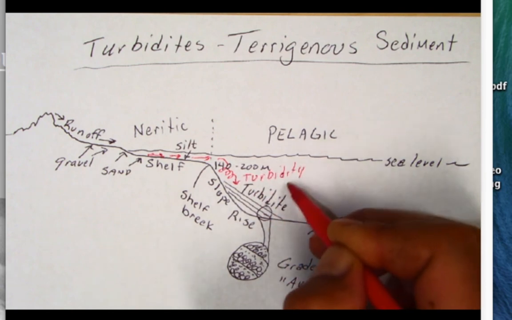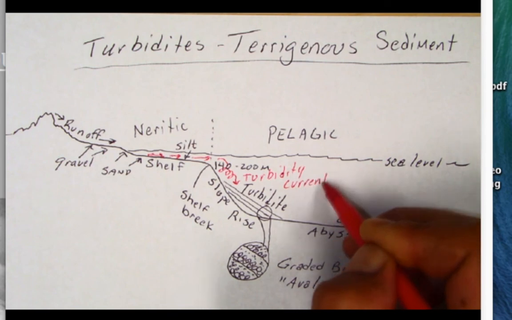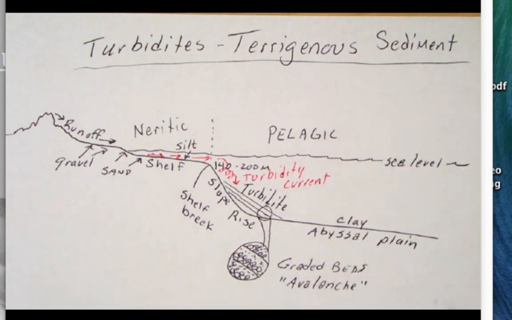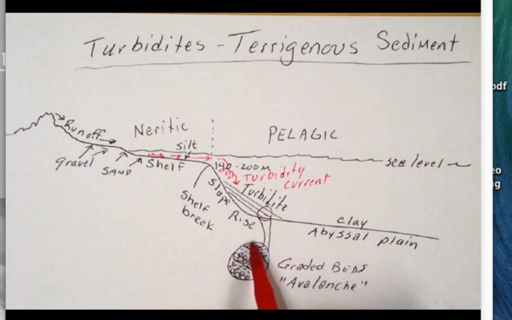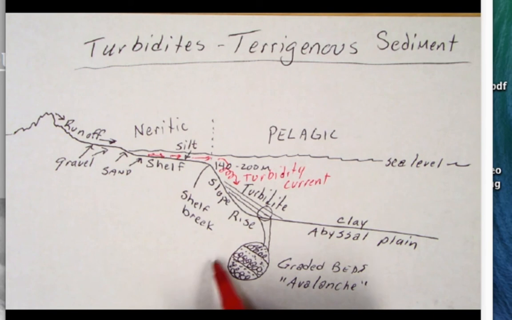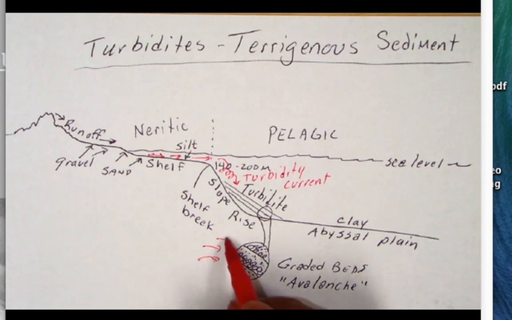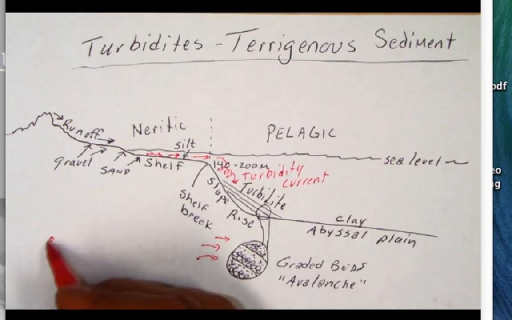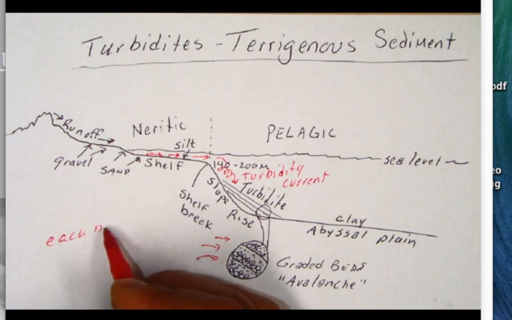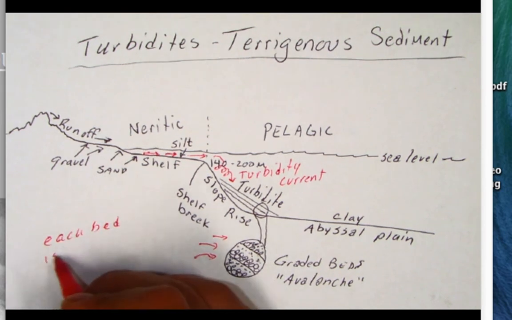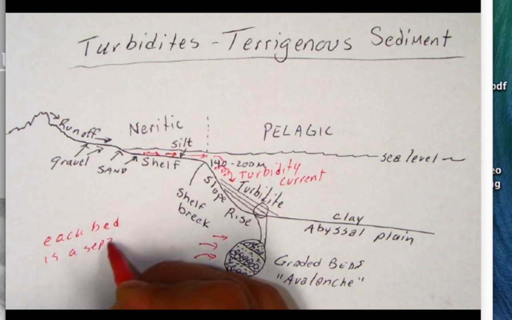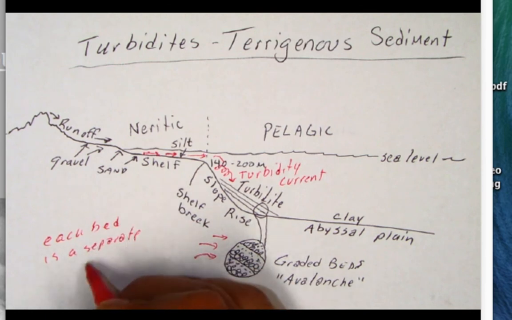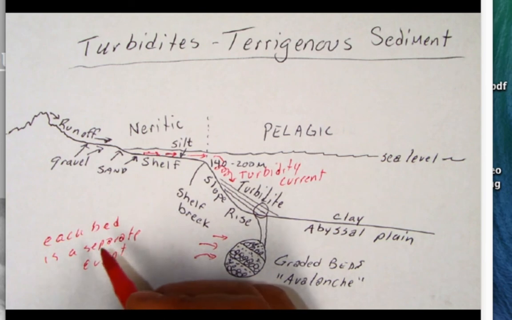This turbidity current is bringing a lot of sediment. It's heavy with sediment, and it's depositing these sediments in the slope and rise region. So note that I have several beds here in the turbidite. Each bed is a separate turbidity current event, and probably a separate storm, right?